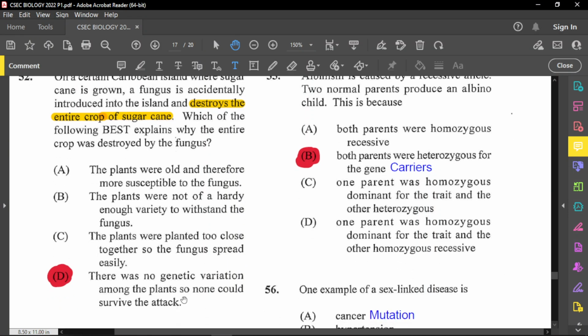So if the entire crop is destroyed by this one fungus, it means all the sugarcane are the exact same thing in terms of their genetic makeup. They have no resistance at all. And so the easy answer: there's no genetic variation among the plants, and so none could survive the attack. In other words, none of them will have any resistance to this fungus, because being genetically identical means that if one disease affects one, it affects all. So there's no variation. Variation means there are differences, and if there are differences, then you have different resistance and so on.